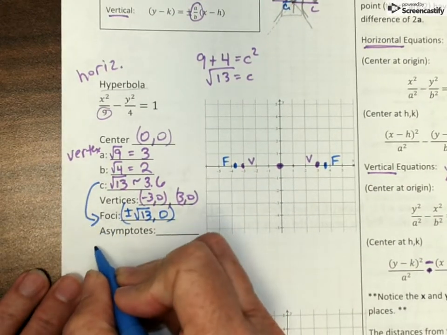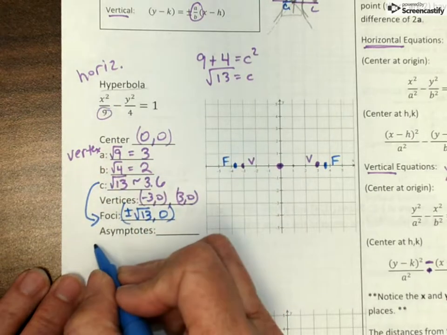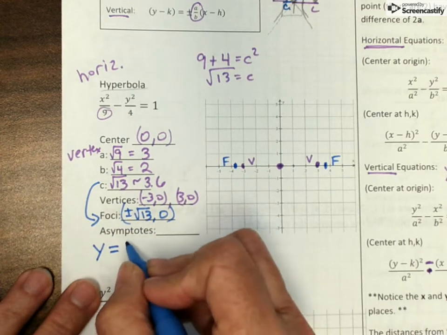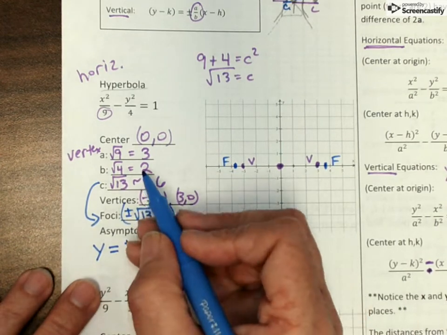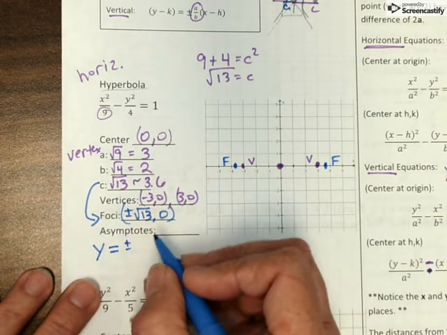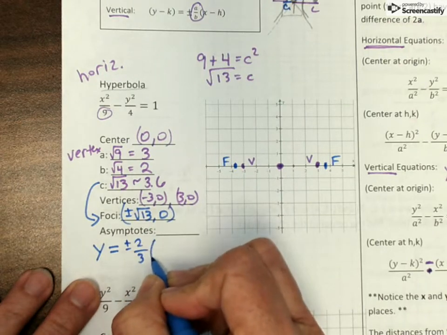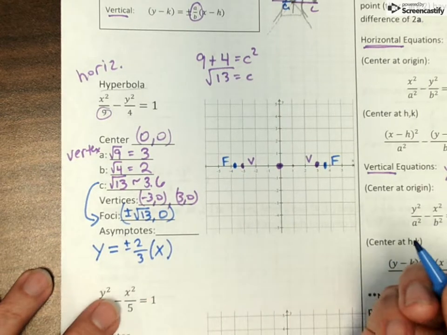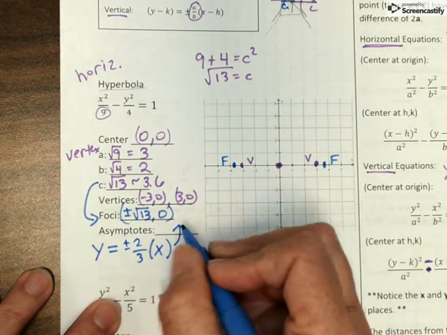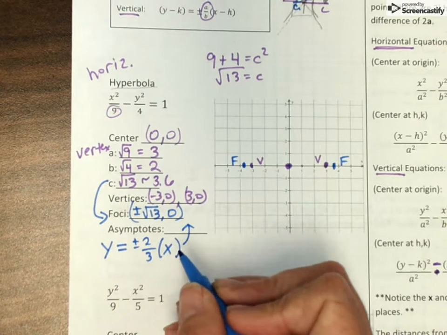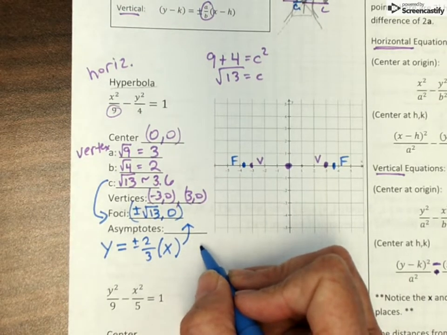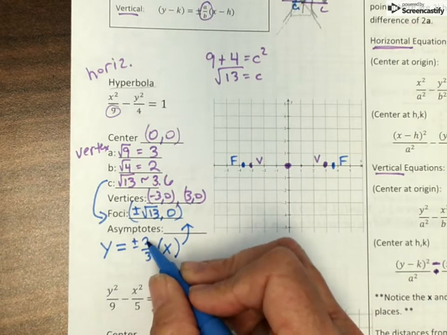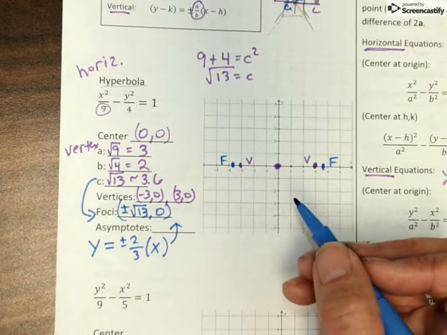So horizontal: y minus k, well k was 0, so we just have y equals plus or minus the b value divided by a, so 2 divided by 3 times x minus h. Well, h was just a 0, so this will be my equation of my asymptotes. Plus or minus 2/3 x plus 0. So my y-intercept will be 0. The slopes are going to be 2/3 and -2/3. So we could certainly go in and graph that.